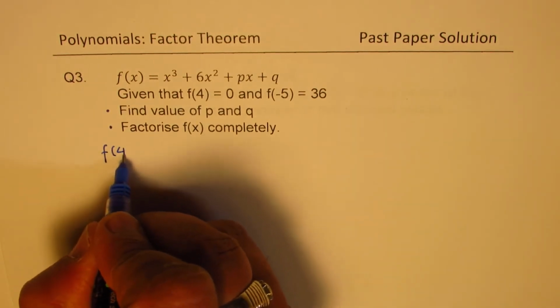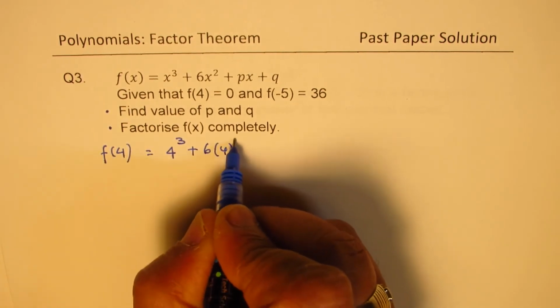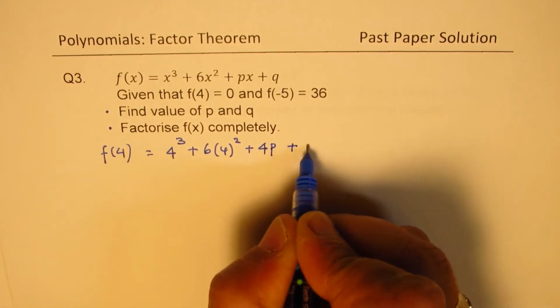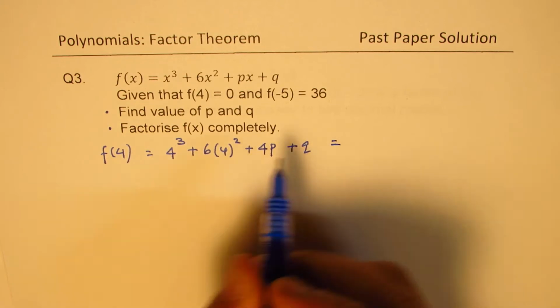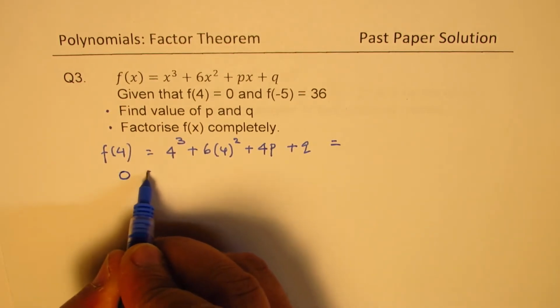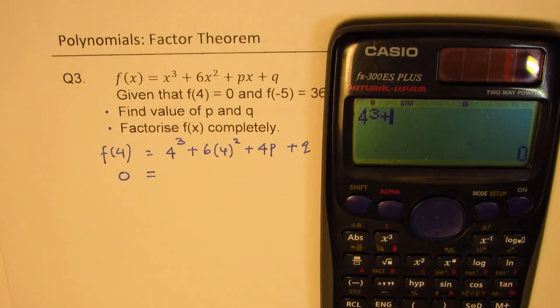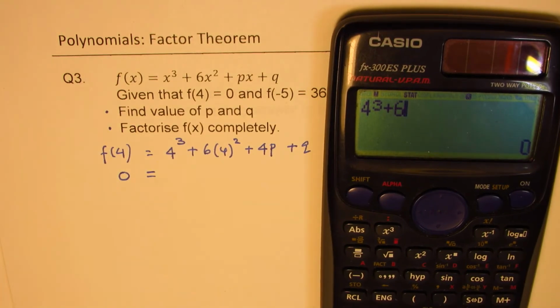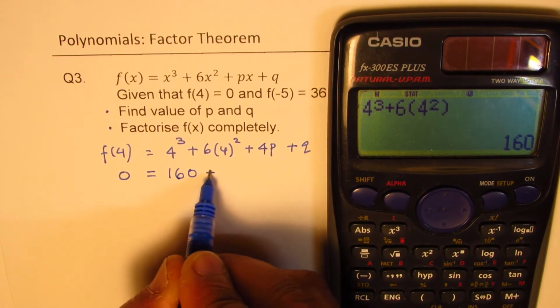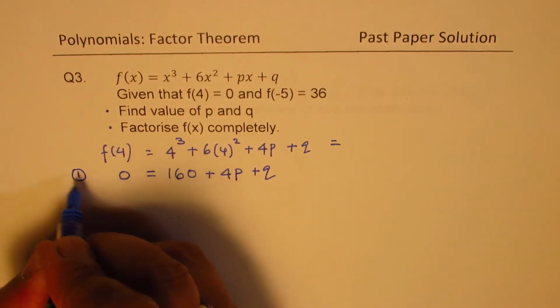So let's now substitute 4 for x. What do we get here? We get 4 cubed plus 6 times 4 squared plus 4p plus q. What is this equal to? It is given that f of 4 is 0, so that is very important to understand. So we can write 0 equals, let's calculate this, 4 cubed plus 6 times 4 squared, which is equal to 160. So we get 160 plus 4p plus q. That gives us one equation, which we call equation number 1.